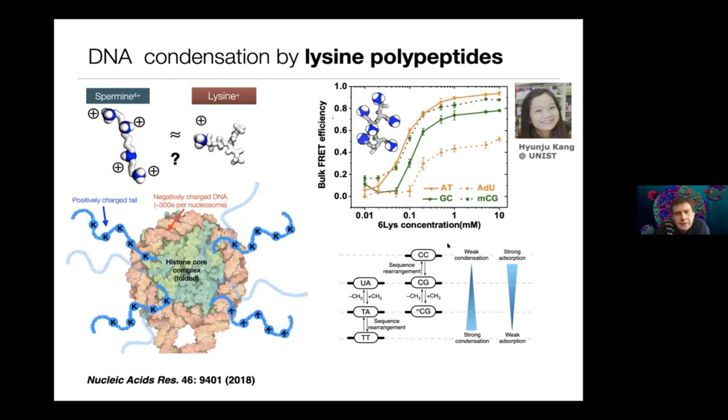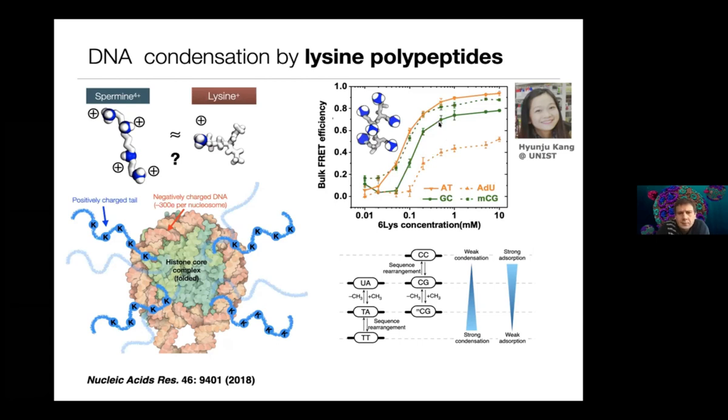After that, we did another study where we looked at the mechanism of condensation produced by lysine molecules. The reason why we did it is the following. As you may know, in eukaryotic cells, DNA is wrapped around histones. And those histones carry so-called histone tails. Those tails are rich in lysine residues, and they are there to modulate the interactions between DNA. And what those experiments showed is that everything that we found for spermine actually holds.